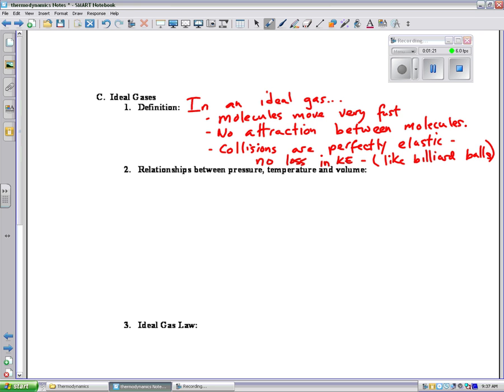Now, the relationships between pressure, temperature, and volume. We're going to say as pressure increases, the volume is going to decrease, assuming constant temperature. Because as I increase pressure, I'm squeezing on the gas, the volume is going to get smaller. If I was to draw it, P versus V, they're inverses: as one goes up, the other goes down, so it's going to look like that.